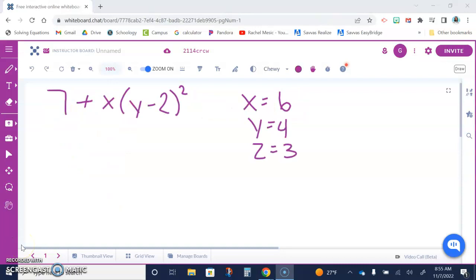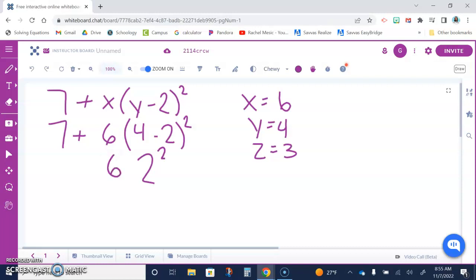Here's one that's a little bit more tricky. All right, so I'm going to rewrite this. 7 plus x is 6 times y is 4 minus 2 to the power of 2. All right, parentheses come first. 4 minus 2 is 2. And I'm going to keep that exponent of 2. And I still have the 6. And the 6 was kissing the parentheses, so that means we're going to multiply.